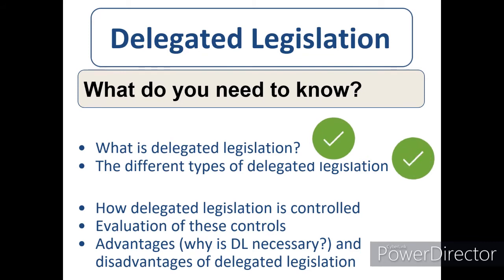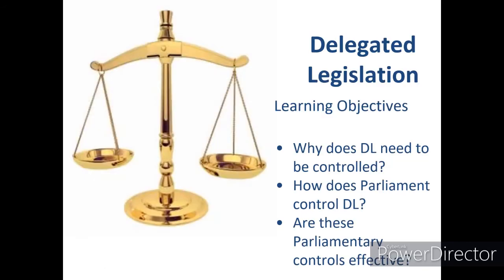Today's lesson is our second on delegated or secondary legislation. In our first lesson, we looked at what it is and the different types of delegated legislation. This lesson, we're going to turn to how delegated legislation is controlled. Our questions will be, why does it need controls? How does Parliament control delegated legislation? And we're going to evaluate these controls. So our focus is going to be on parliamentary controls.